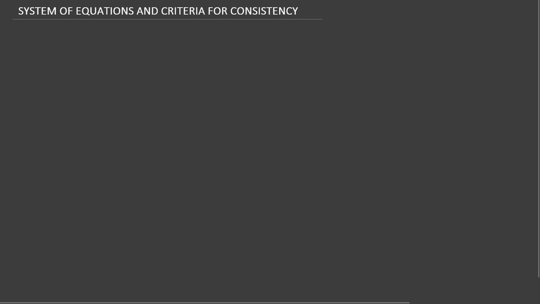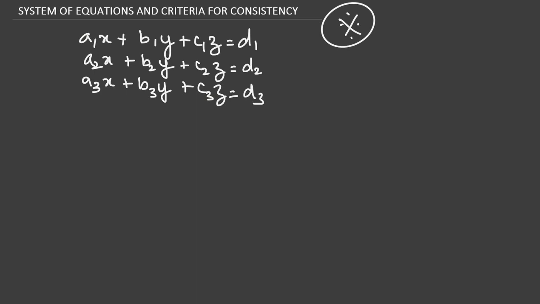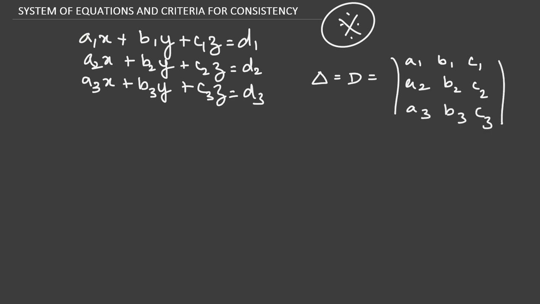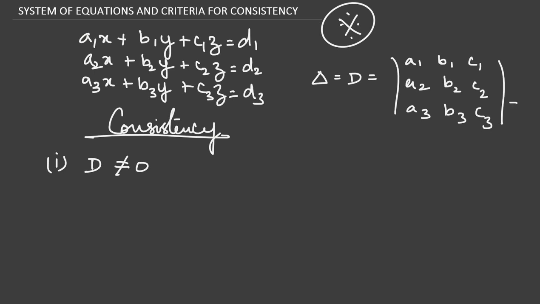Next, moving on to system of equations and criteria for consistency. Take a system of three linear equations. We take delta, or D, which is equal to the determinant of the coefficients of x, y and z in the three equations: a1, b1, c1, a2, b2, c2 and a3, b3, c3. Now, we are going to find whether this delta is equal to 0 or not equal to 0 to determine the consistency of the system of equations. We say the system of equations is consistent if delta is not equal to 0. Expand the determinant, and if it is not equal to 0, then we say D is not equal to 0.